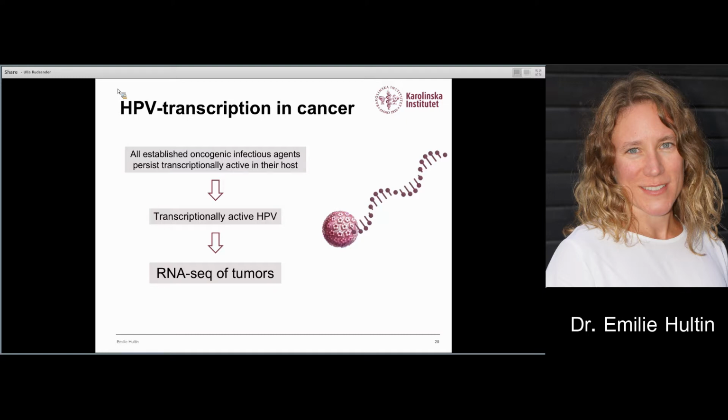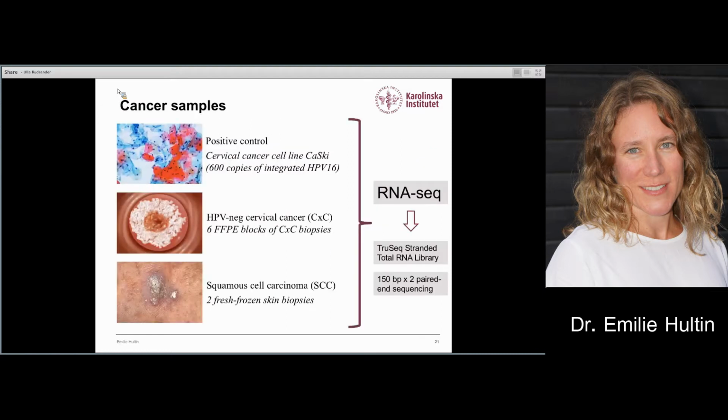So we have 3 different kinds of cancer samples. At top here, we have a positive control. This is a cervical cancer cell line called CaSki, and this cell line is known to contain 600 copies of integrated HPV 16 genome, integrated in the human genome. So that could serve as a positive control.